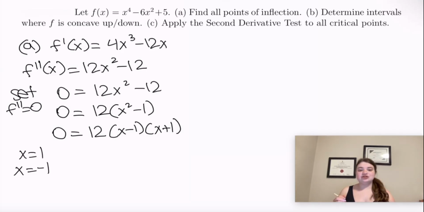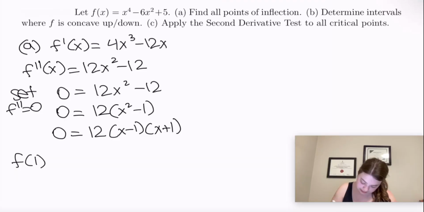Now notice they didn't just ask for what are the x values of the points of inflection, they wanted the points of inflection. So I'm going to be plugging in 1 and negative 1 into my original function in order to get the y coordinates of both of these points. That's commonly something people forget to do, so don't forget to do it.